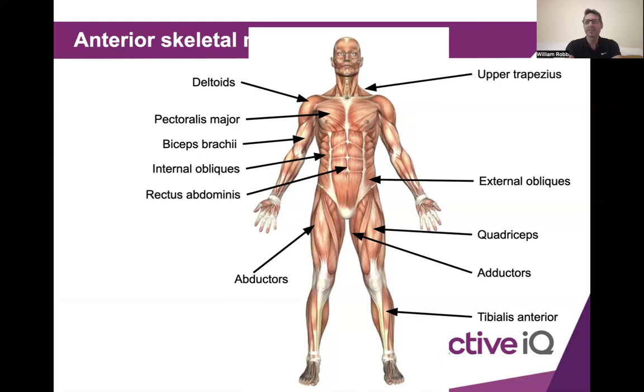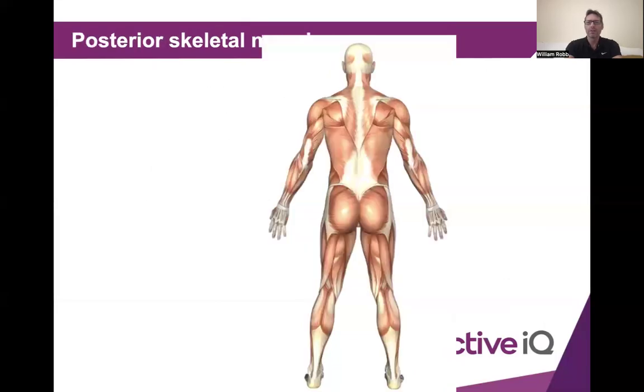Upper trapezius. And iliopsoas that make up part of the hip flexor muscle group. So this is the anterior skeletal muscles. So now let's have a look at the posterior skeletal muscles. What can we see?